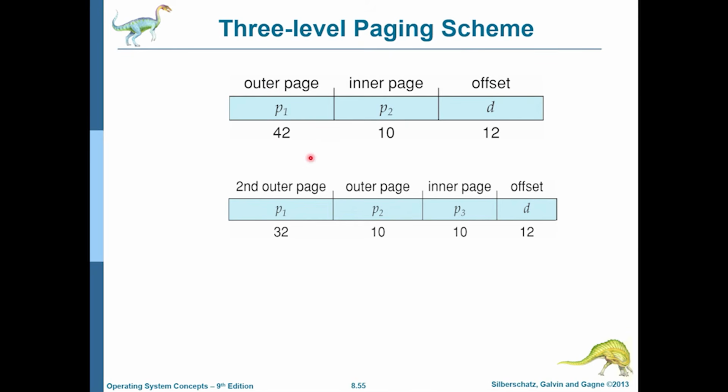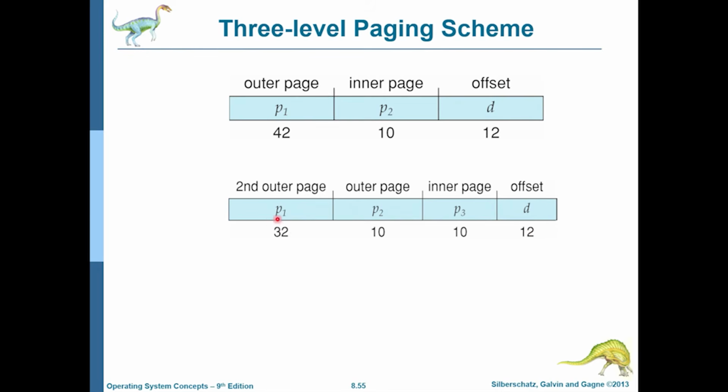But what we usually do is that we split it into one more level. So we have a second outer page of 32 bits, we have an outer page of 10 bits, and we have an inner page of 10 bits. And then the offset is of 12 bits.